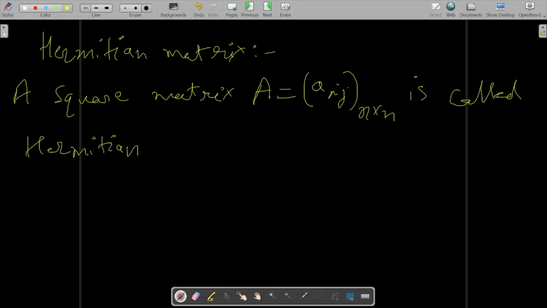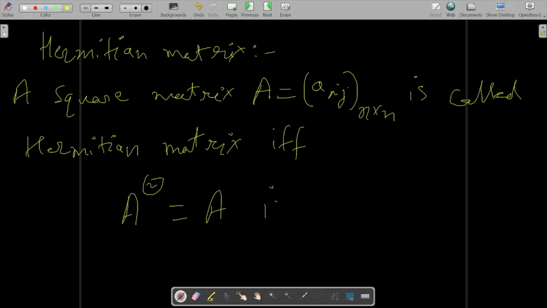A Hermitian matrix is defined as follows, if and only if. A square matrix A equal to Aij, n cross n, is called a Hermitian matrix if and only if A conjugate transpose comes out to be equal to A. Then your matrix is a Hermitian matrix.